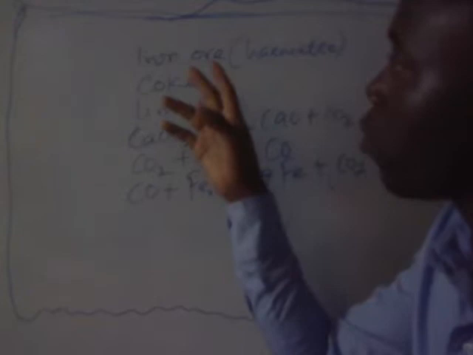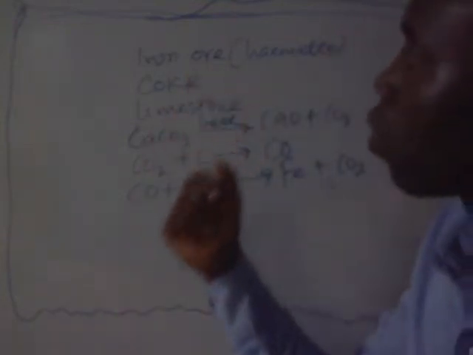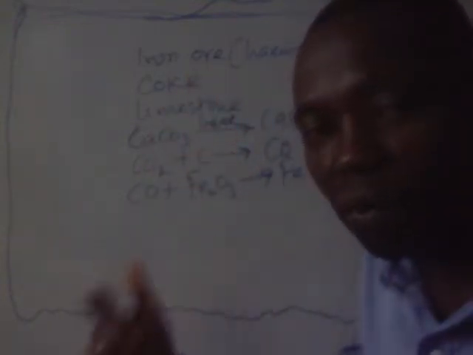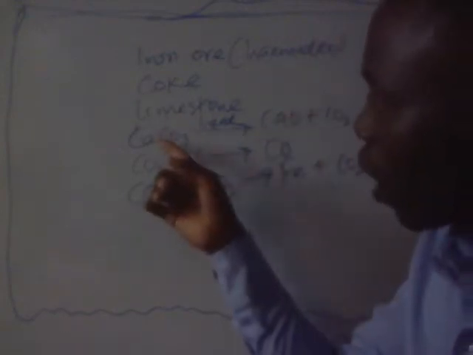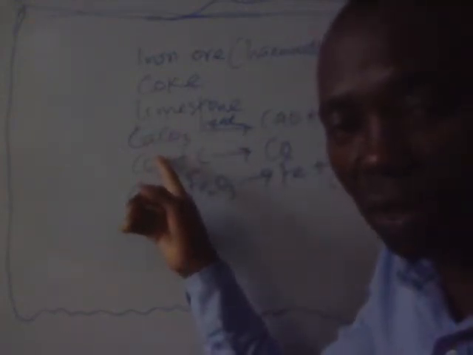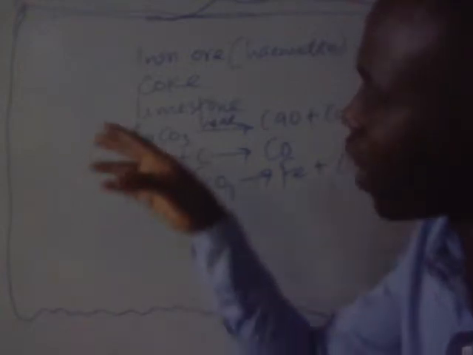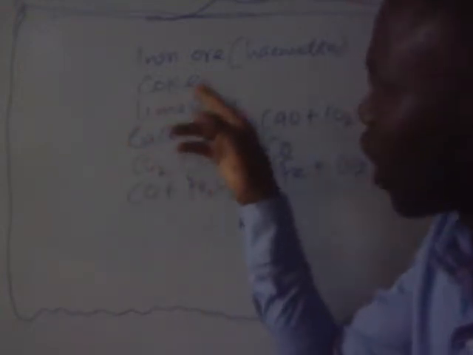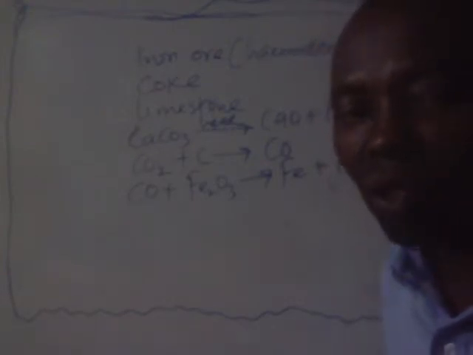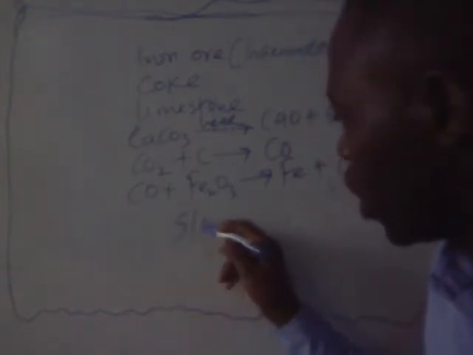So how can you remove the impurities that come along with the iron ore in the blast furnace? That is another function of that calcium carbonate, the limestone. It will react with the acidic impurities. If there's any acidic impurities around the iron, it will react with it to form what? Slag. SLAG.